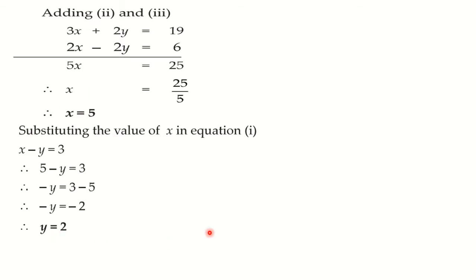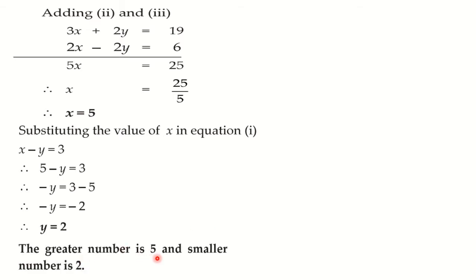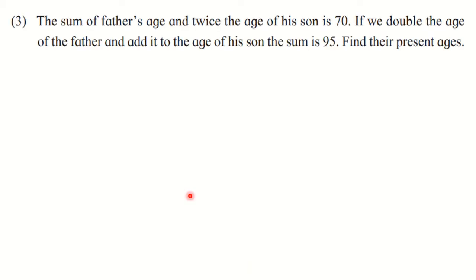Then the final thing is to write down the answer in words. You need to write down in words. Therefore, the greater number is 5 and the smaller number is 2. The final answer carries half mark. Always keep that in mind. Okay. Let us go further. Question number 3 I have selected now.